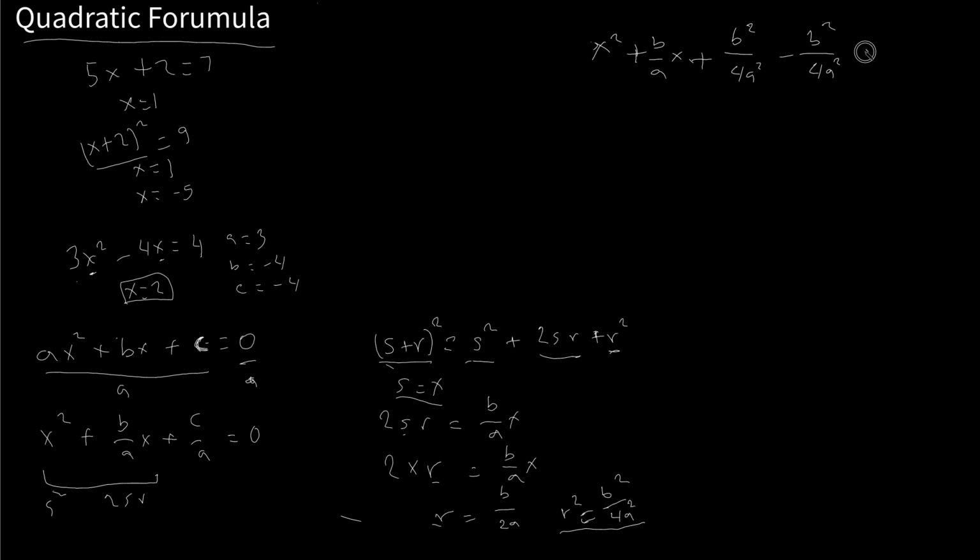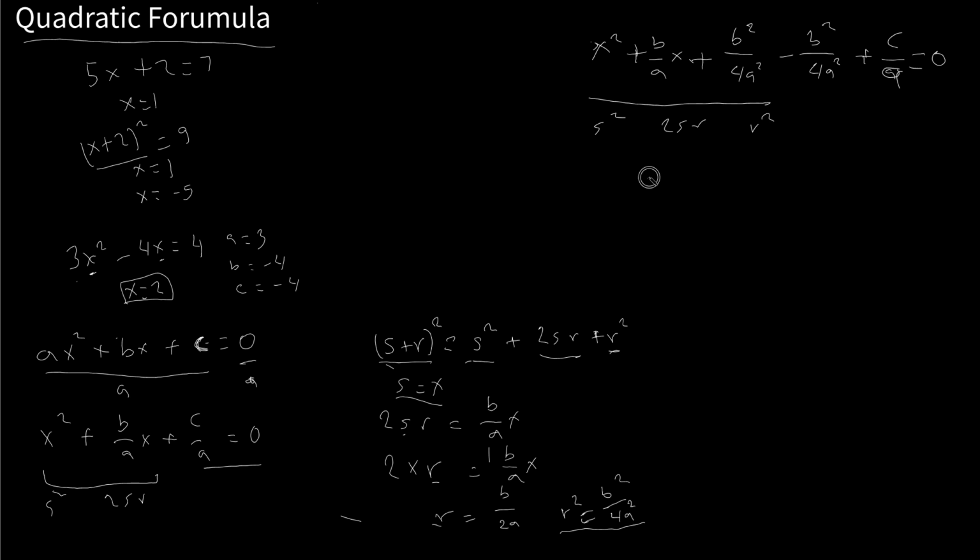And then plus c over a, because that's still remaining from over here if you look at this. And then we set this equal to 0, right? Because that's the equation we have over here. So now this, we expressed it as s squared plus 2sr plus r squared, right? If you remember from here.